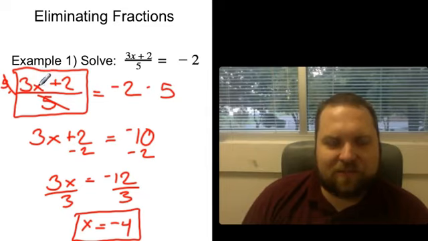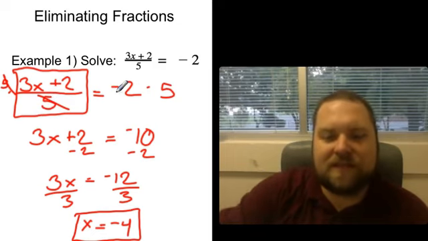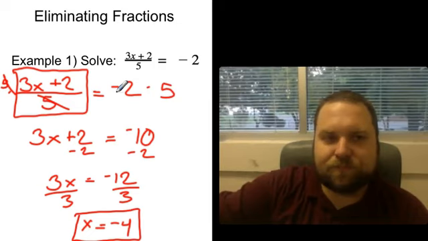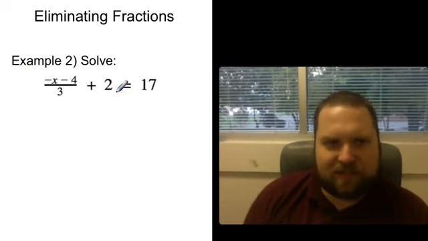3 times -4 is -12. -12 plus 2 is -10. -10 divided by 5 is -2. And so we can see that once we multiply by that denominator, everything else gets a lot more simple. So let's check this one out.